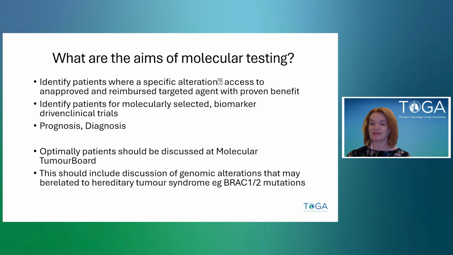So just very briefly, why are we doing this? I don't know that I need to tell an audience of clinicians why, but really we're looking to find specific alterations, meaning that the patient can access an approved and reimbursed targeted agent with proven benefit, or identify patients for molecularly selected clinical trials, and to aim not only with diagnosis but also prognosis and therapeutics. As has been mentioned, optimally patients should be discussed at a molecular tumour board. This is not always available, but ideally would be so. And this would include discussion of potential genomic alterations that can be related to hereditary tumour syndromes.